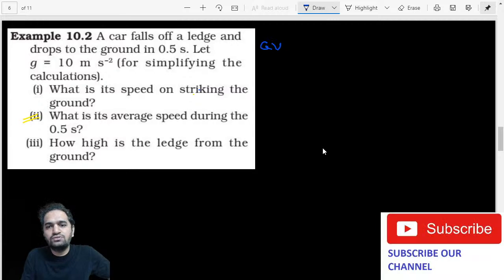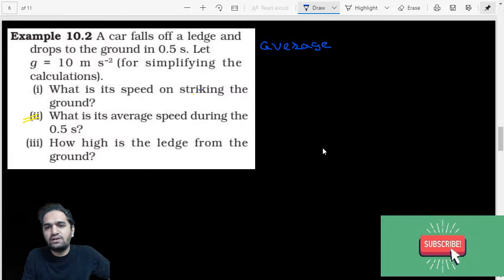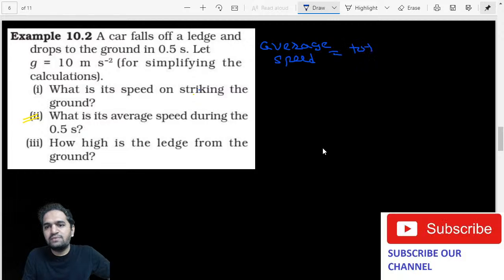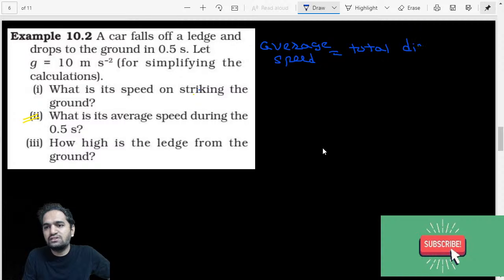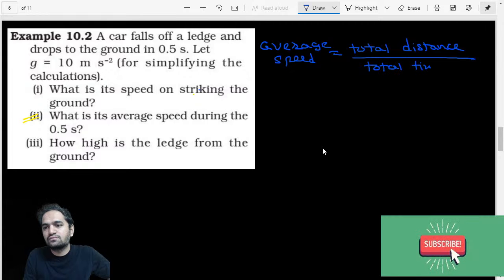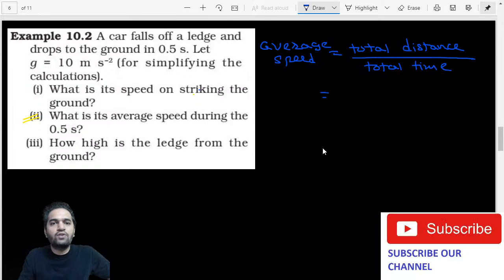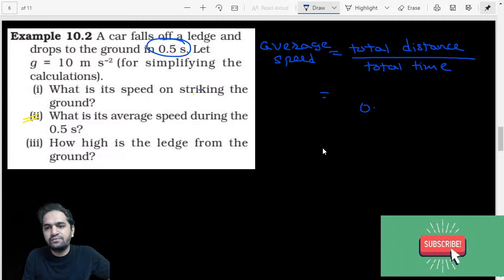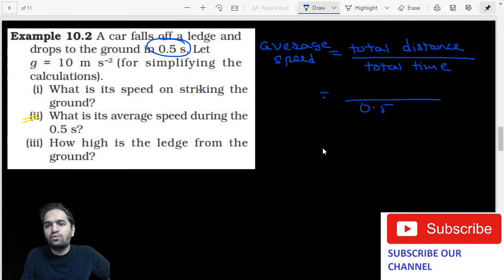So, how to use it? What is the formula for average speed? Average speed is equal to total distance by total time, right? Total distance by total time. What was the time required for the car to fall? That was 0.5, right? Total time is 0.5.